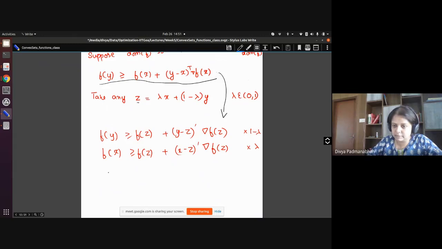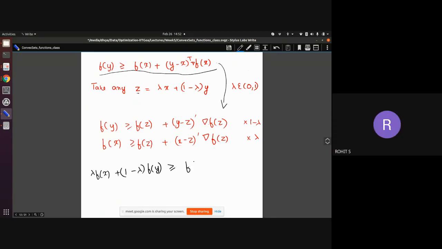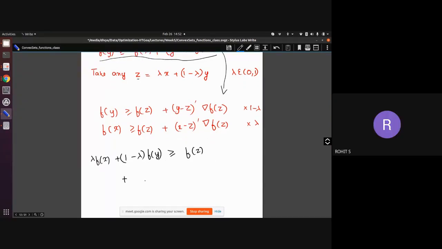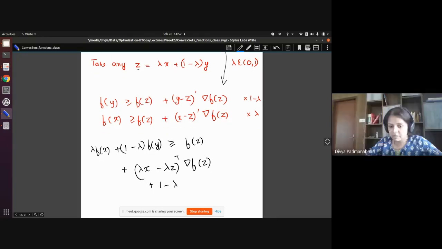So what are you going to get? Can somebody tell me? So the left hand side is what? You take 1 minus lambda times this equation and sum it up with lambda times this equation. So the left hand side will give you lambda f(x) plus 1 minus lambda f(y), right? Yes, ma'am. And what is the right hand side? Lambda times f(z) plus 1 minus lambda times f(z) will give you f(z), plus lambda x minus lambda z transpose grad f at z, plus 1 minus lambda times y minus 1 minus lambda times z, times this transpose grad f(z).